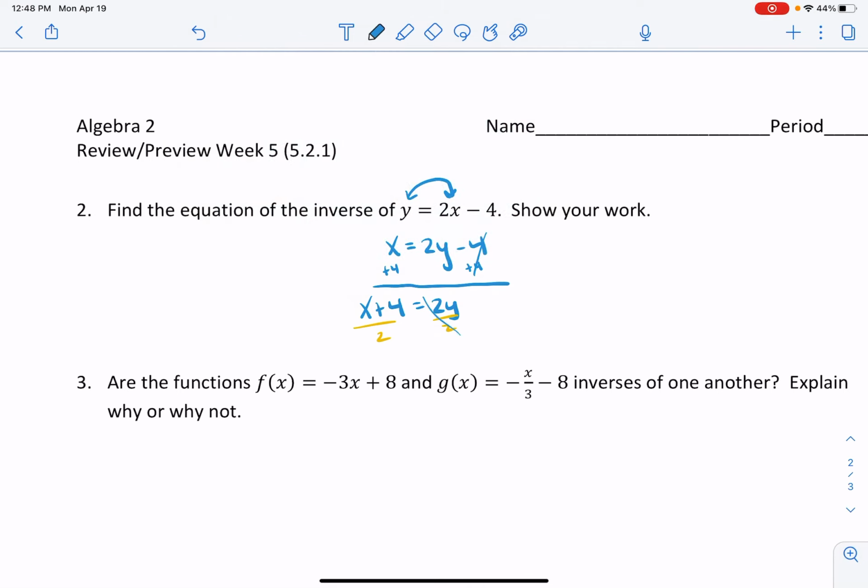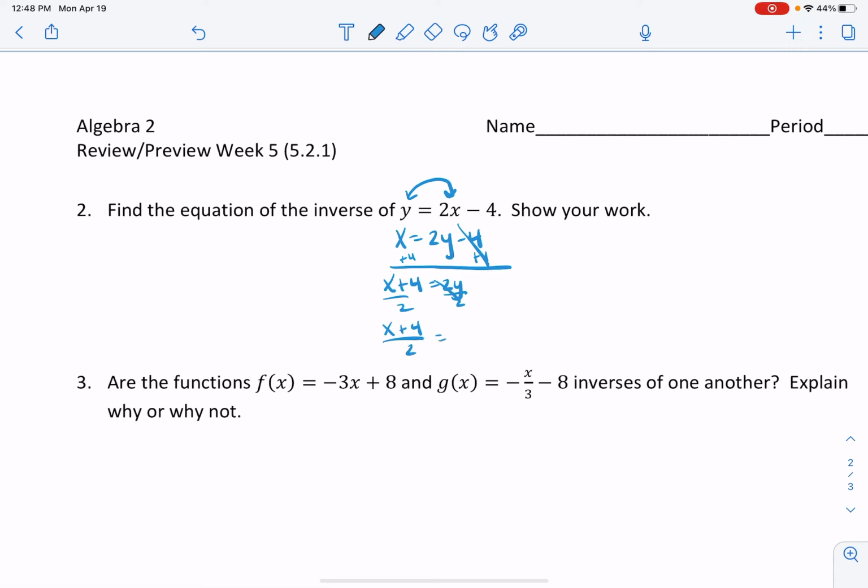I'm actually going to write this just a little bit smaller so I can fit everything on this line here. I've got x equals 2y minus 4, add 4. There we go. And that is our inverse.